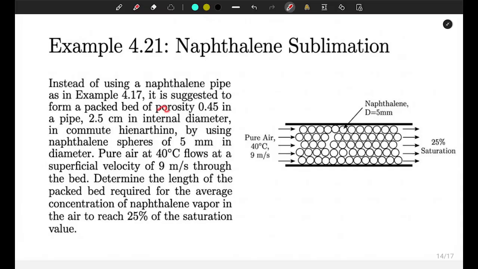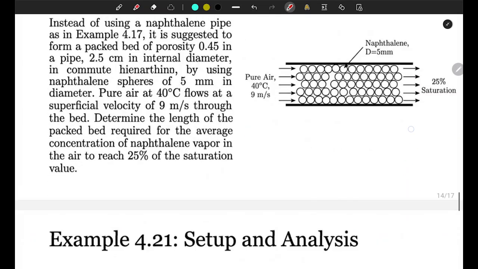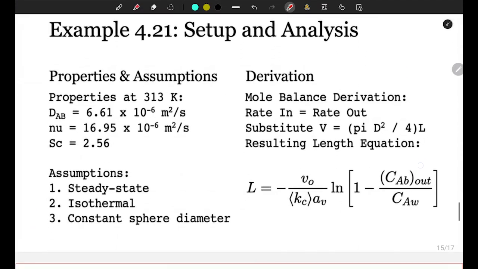So this question has a packed bed with a porosity of 0.45 and a pipe with an internal diameter of 2.5 centimeters. Then we have naphthalene spheres of diameter 5 mm, and pure air at 40 degrees Celsius which flows with a speed of 9 meters per second, and we have to achieve a saturation of 25%. So now we are going to the solution.